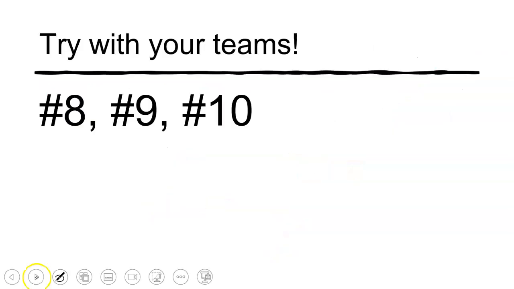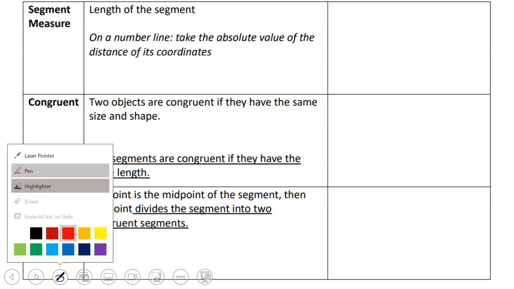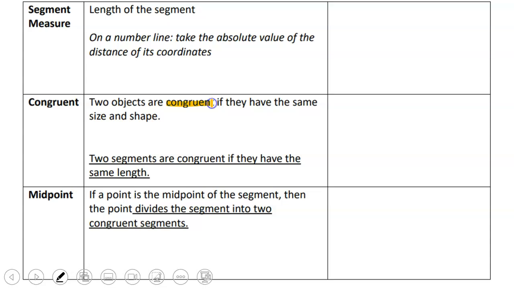Okay, the thing that we've studied so far that has measure is segments. So we're going to really look at segment measure. Segment measure is the length of the segment. If our segment were on a number line, we could just subtract the distance between the coordinates and take the absolute value of that. Two objects are congruent. So congruent is a new word. Congruent means that they have the same size and shape, although segments don't have shape really. They just have direction. So 2 segments are congruent if they have the same length.